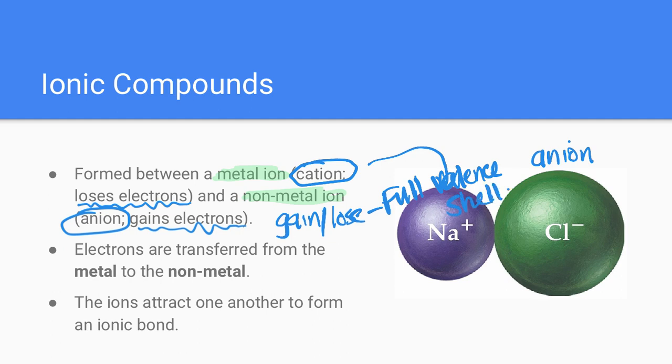The electrons are transferred from the metal to the nonmetal. And then when the ions are formed, they attract one another in order to form what we call an ionic bond. So an ionic bond is not actually two things physically bonded together, but instead it's the attraction between two or more ions.